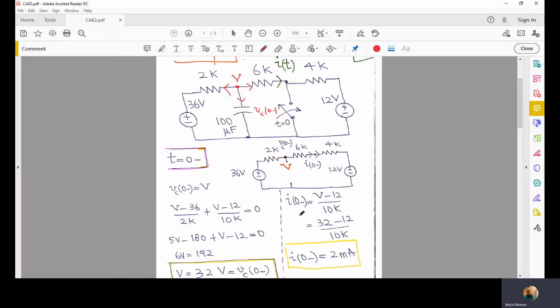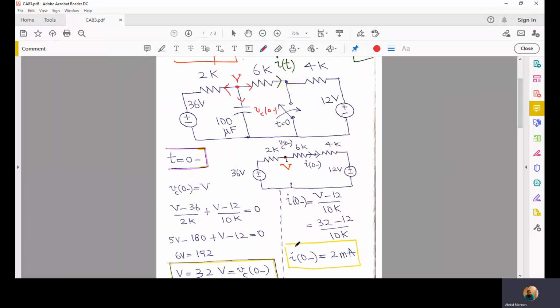And what would be I at 0 minus? That would be simpler because once we have computed V and we know this voltage 12, we have to find this current. So we'll write V minus 12 divided by the resistance of the whole path, 10K. So I at 0 minus would be 2 milliamperes.